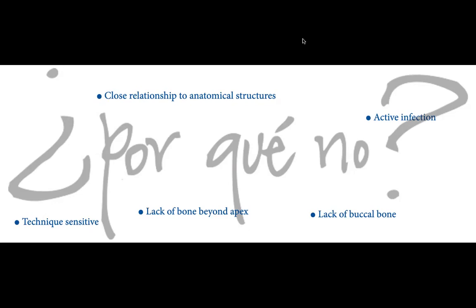Active infection, if the patient is oozing purulence and exudate, you want to not attempt doing that because you probably won't have enough bone. Lack of buccal wall in that area, lack of bone beyond apex, and it's very, very technique sensitive. So if you're not familiar with it and you are not sure what to do, then maybe you want to opt out of the immediate load. So any questions before we take a look at the first case?